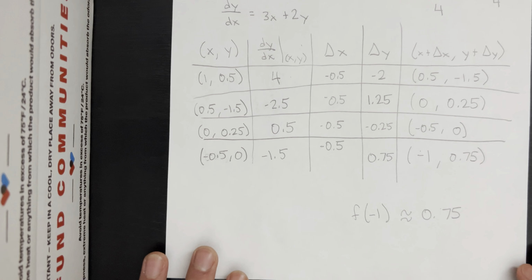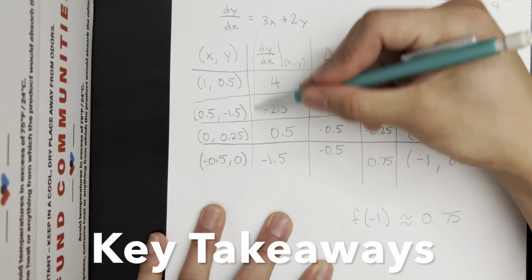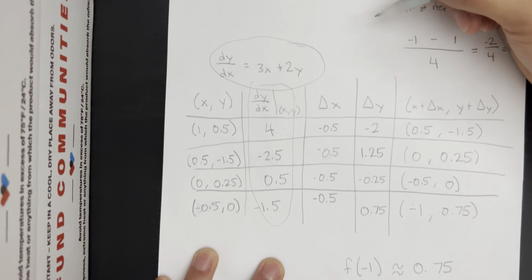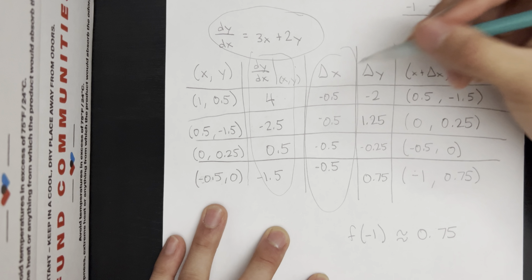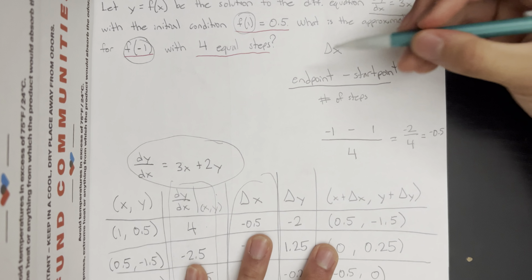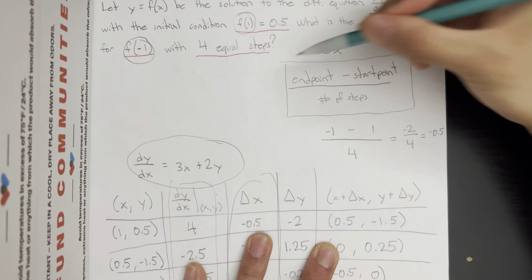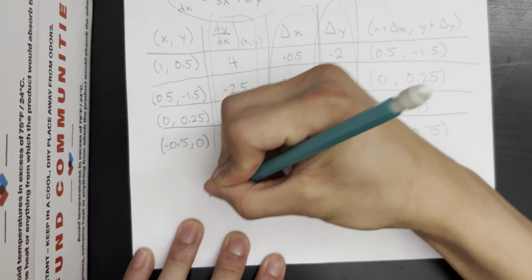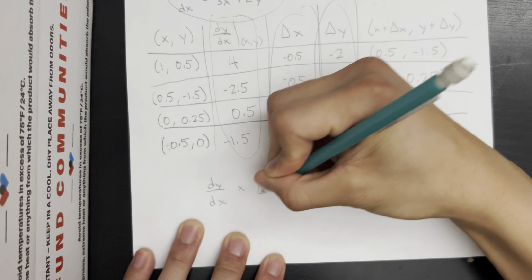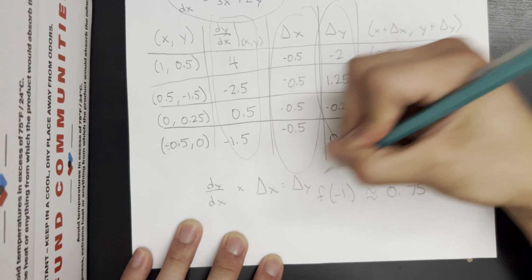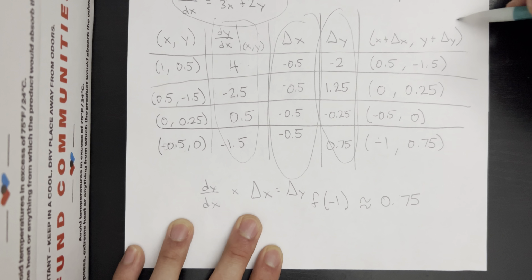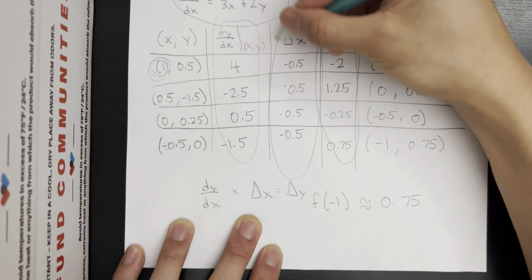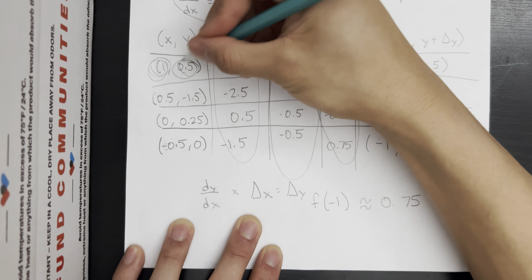So the key takeaways here are, to find this column, you plug it into this equation up top. To find your change in x, you plug it into this formula here. To find your change in y, you're just multiplying the derivative times your change in x, which will equal your change in y. And then this column here is pretty self-explanatory. You're just adding this x here and your change in x together, and then this y here to your change in y.